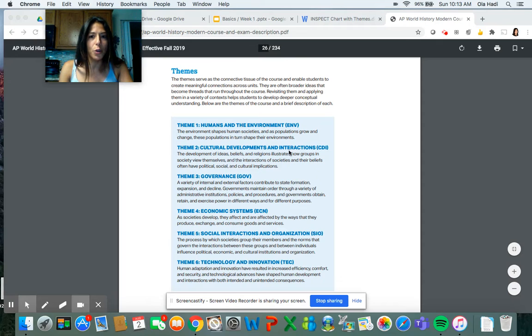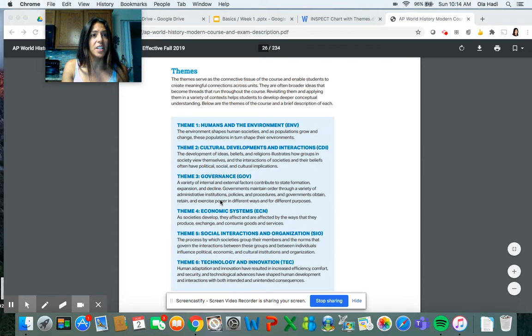Theme 2 is cultural developments and interactions. Looking at culture can include a lot of things. It can include religion, art, languages, traditions, all of those things we're going to pay attention to, especially if we see things that are similar or different across different regions. We want to see if they diffuse or spread out from a certain area, or if they blend or mix together. That's called syncretism.